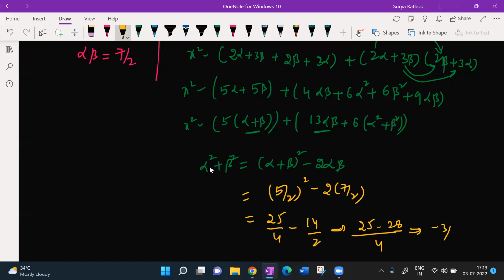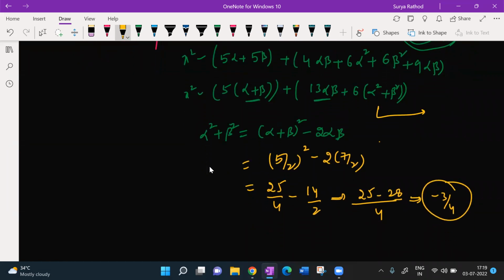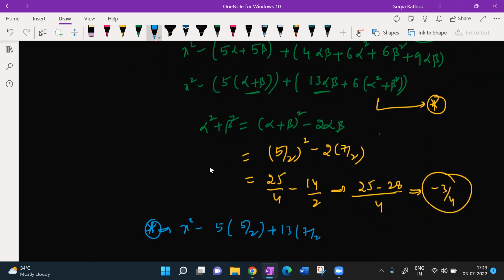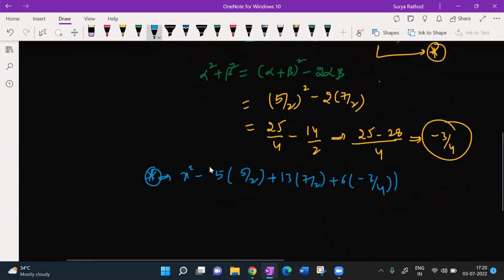Isn't it? Minus 3 by 4. This is what alpha square plus beta square value. So now let us take this as the star equation. From the star equation, can I substitute the values directly? So x square minus 5 times of alpha plus beta value is what? 5 by 2. Correct? Plus 13 times of alpha beta value is what? 7 by 2, plus 6 into alpha square plus beta square value, we got minus 3 by 4. Correct? Now if you solve this, you will get your quadratic polynomial.